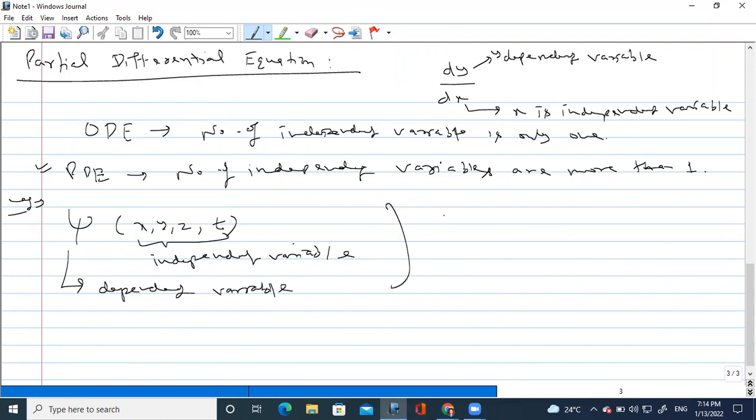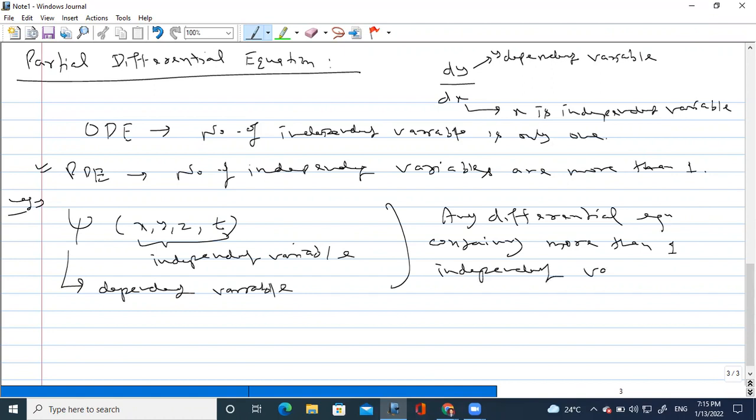So you can say any differential equation containing all can be there or any two can be there, but more than one it should be. Any differential equation containing more than one independent variable is known as partial differential equation. Okay, so this is the definition, and like this you can understand. Now you can see the examples.